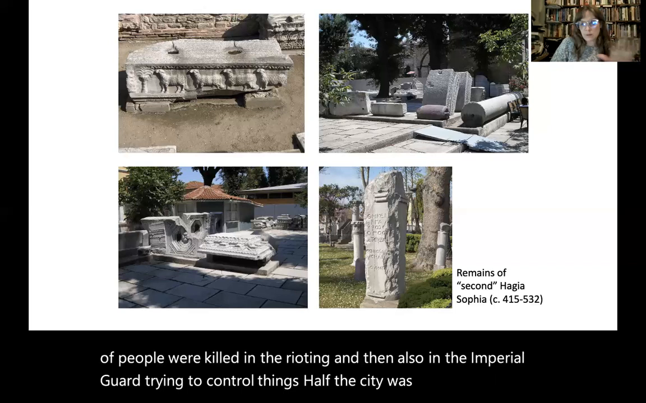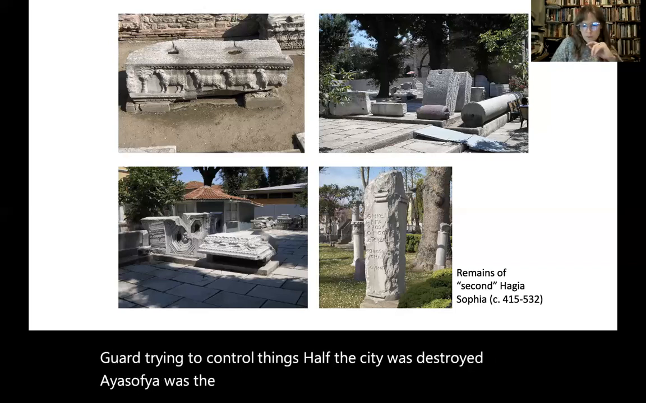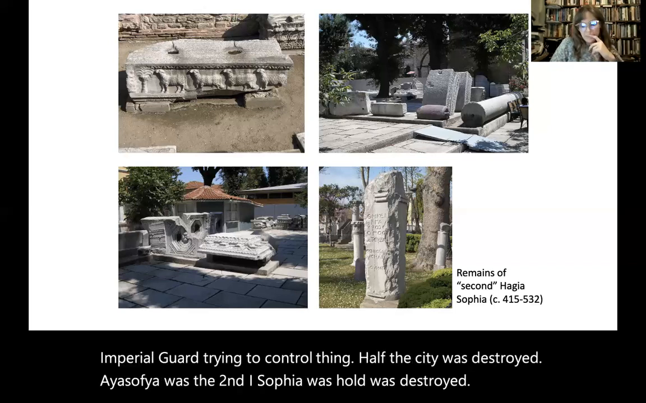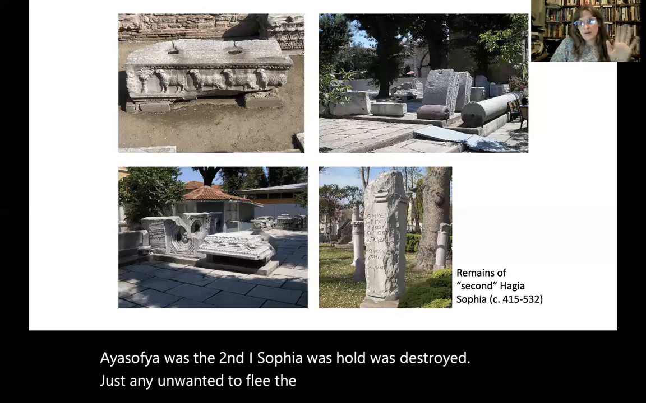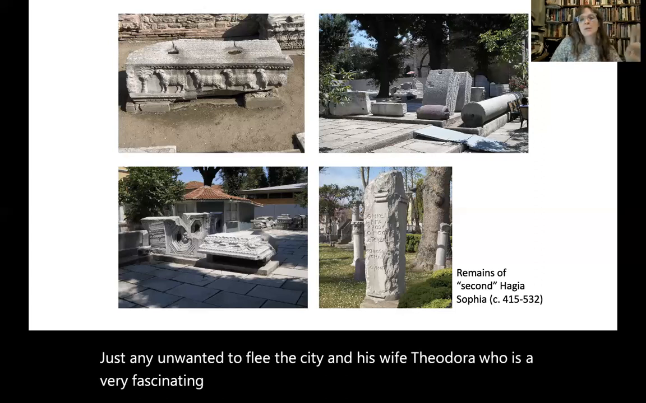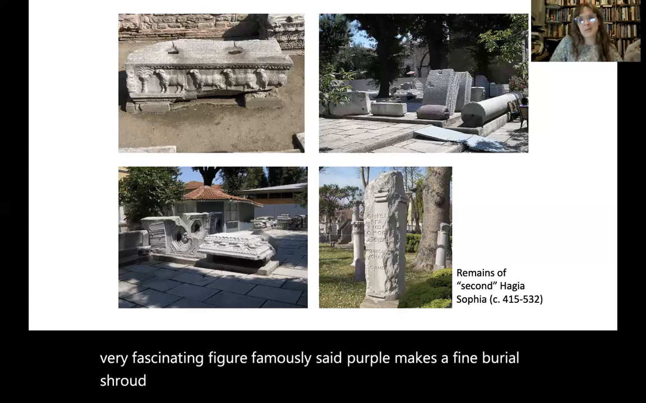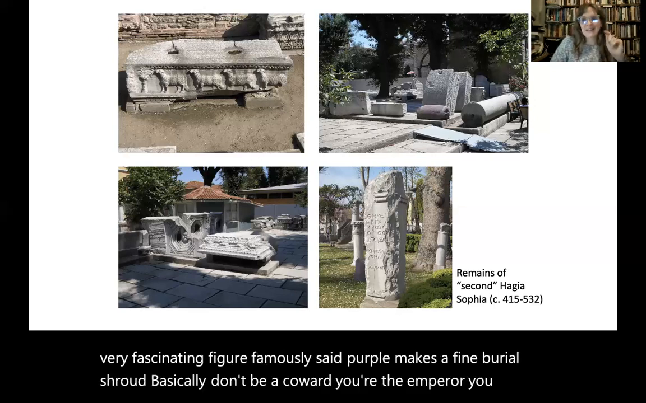Hagia Sophia was the second Hagia Sophia destroyed. Justinian wanted to flee the city, and his wife Theodora, who is a very fascinating figure, famously said, "Purple makes a fine burial shroud." Basically, don't be a coward. You're the emperor. You got to stay here. Go down with the ship.